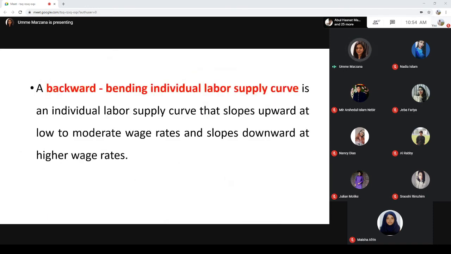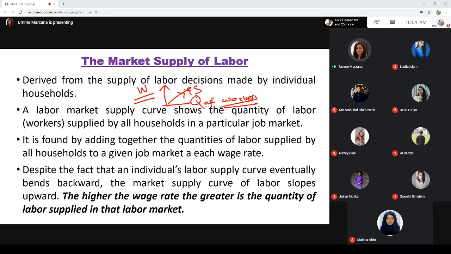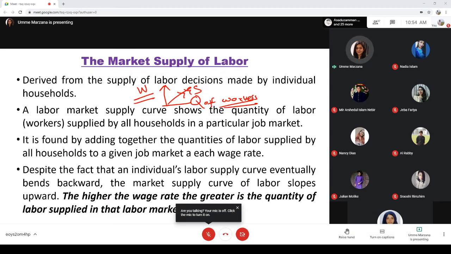Market tai hoche number of workers diye amra measure korchi. Obviously, at a market, you can't measure with number of hours. It doesn't make any sense. So this upward sloping market labor supply curve is showing you that if wage rate increases, more people would be willing and able to work.